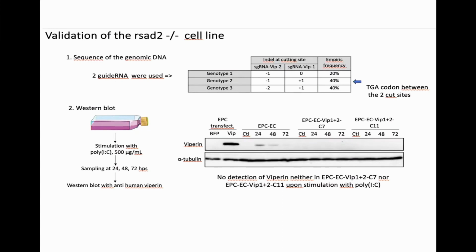In that case, the viperin being very well conserved structurally, we could use a monoclonal antibody to show by Western blot that in the wild type, after induction with poly-IC, you have expression, but this expression disappears in the two cell lines, in the two mutant cell lines we could select.